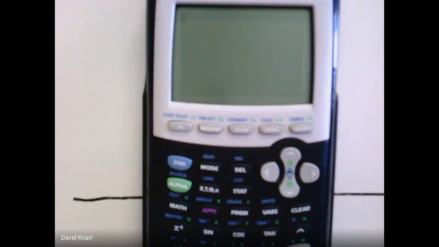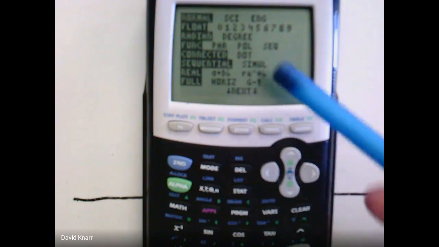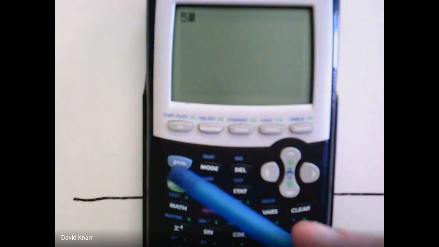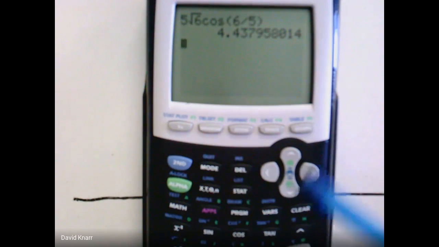So to do that, you just make sure your calculator is in radian mode. Hit mode. Make sure you're in radians. You have to be in radians to do this. And we're going to type 5 radical 6 cosine 6 over 5, push enter, and it gives you 4.438, which was our answer to part A.